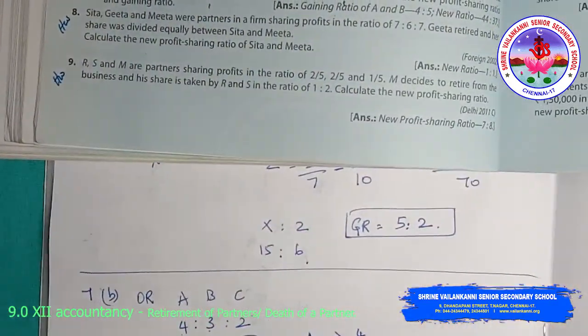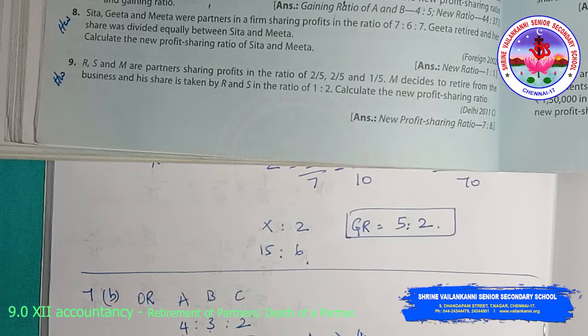So we're going to calculate the new profit sharing ratio. Share of A: what is the share of A? That is 2 by 9 into 4 by 9. C's total share is 2 by 9, A is acquiring 4 by 9 and the balance 5 by 9 is acquired by B. So 2 by 9 into 4 by 9 will be 8 by 81.